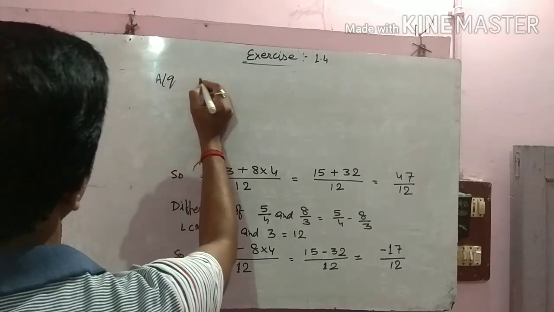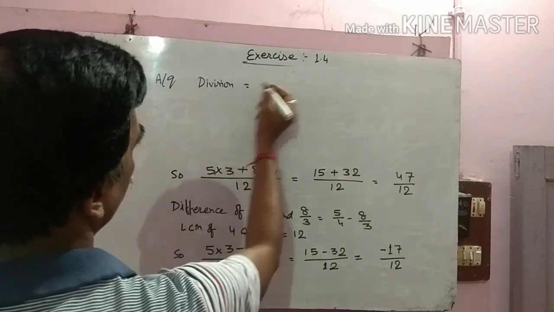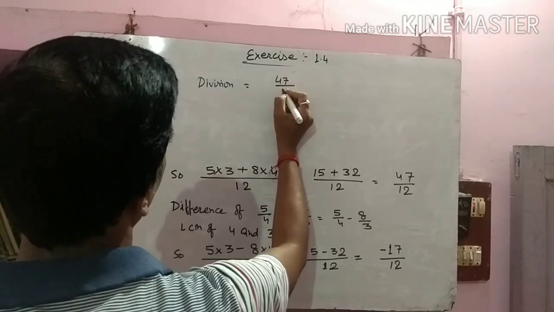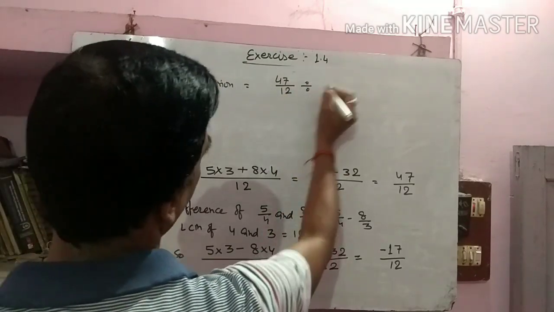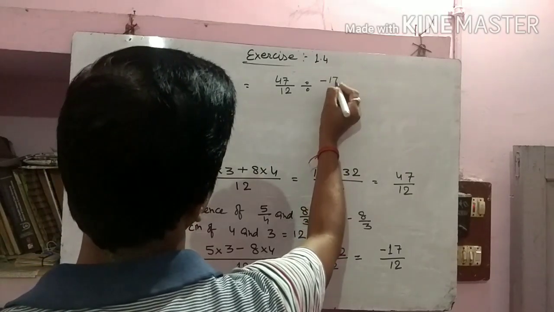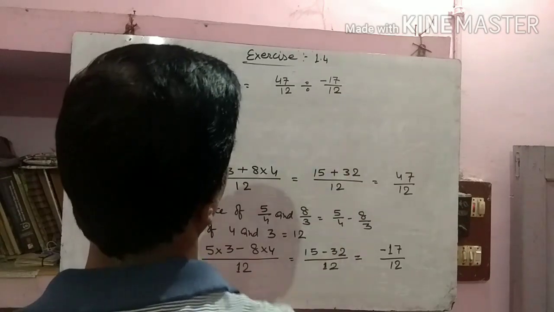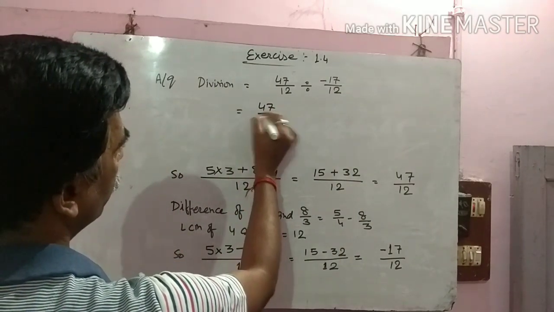According to the question, division is equal to 47 by 12 divided by minus 17 by 12, like this.